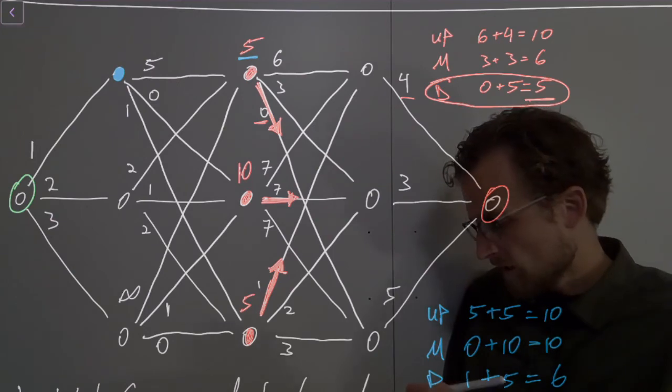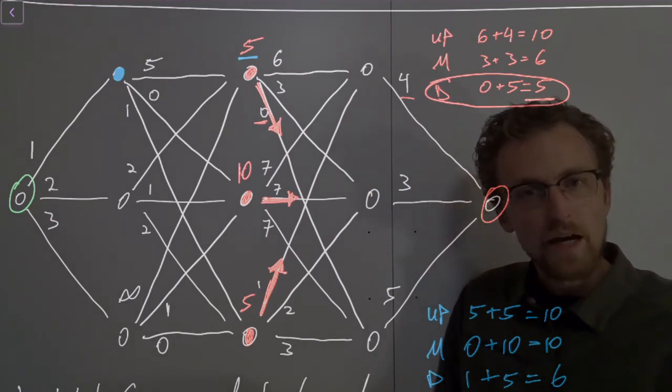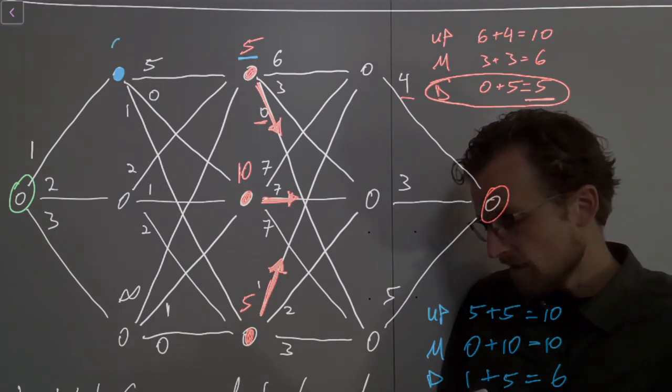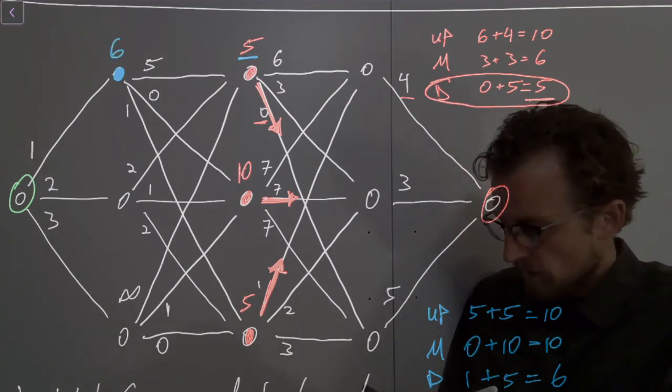Okay, so this gives me now a plan. So now from this node, I know that my cost to go is 6, so I'll record that. And to get that cost, I need to go down.